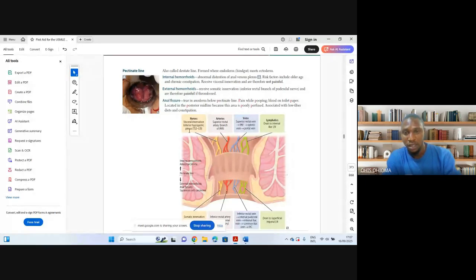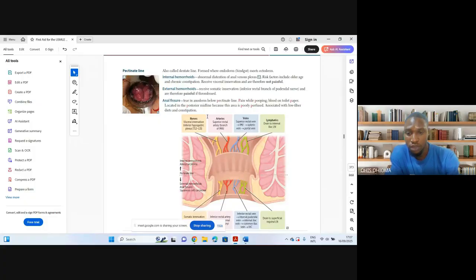And anything that's above the dentate line, superior to the dentate line, starts with an S. Everything there starts with an S. Superior rectal. Right? I don't know if that makes sense. That's the way I remember it, so I'm not lost in the exams.